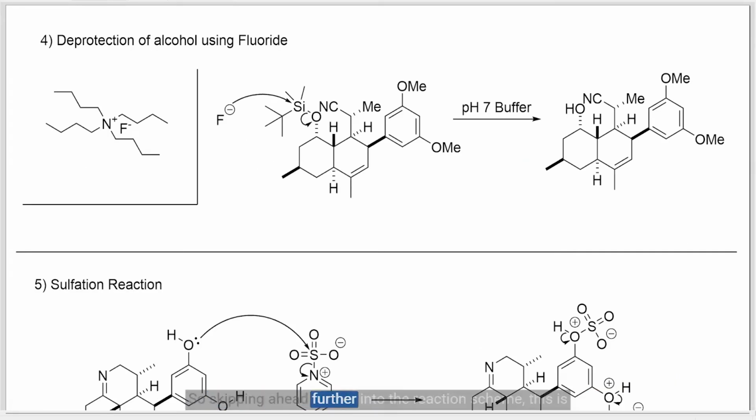So skipping ahead further into the reaction scheme, this is an example of deprotection of an alcohol using fluoride, which can be used in place of stronger acids, especially in situations when strong acids would be undesirable because of the effect that they would have on other groups in the molecule. The fluoride source we use is tetrabutylammonium fluoride, or TBAF, which is a soluble form of fluoride that can be bought in THF. This is an important molecule because most forms of fluoride would not be soluble.